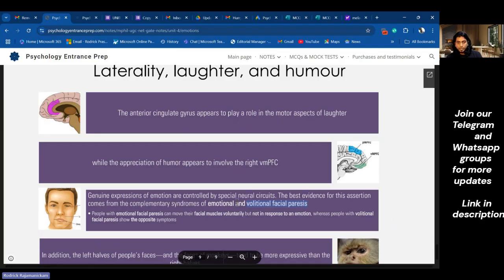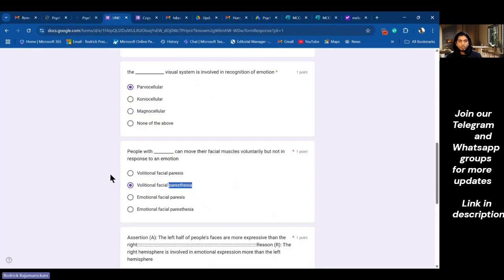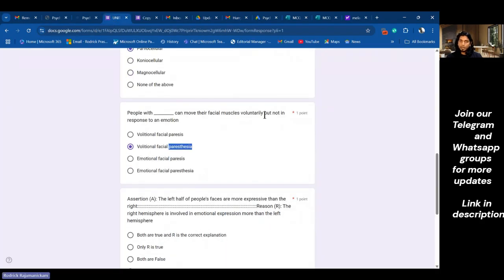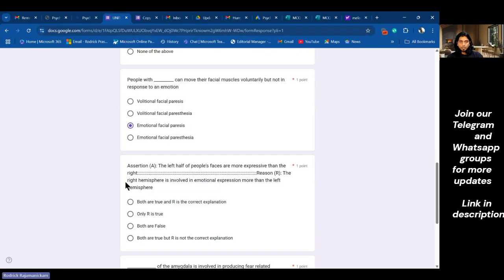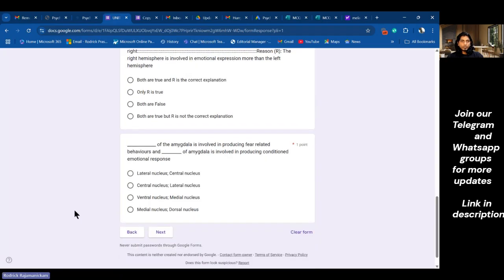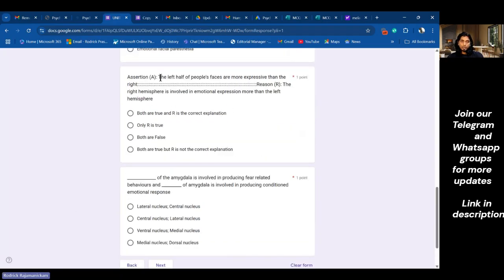So that's the opposite. The question is, people with DASH can move their facial muscles voluntarily, but not in response to emotion. So it is not volitional. It will be emotional facial paresis. Definitely not paresthesia. We have two more questions in this particular topic.